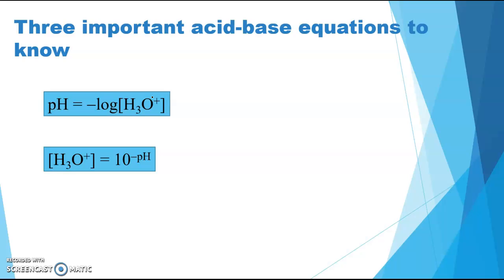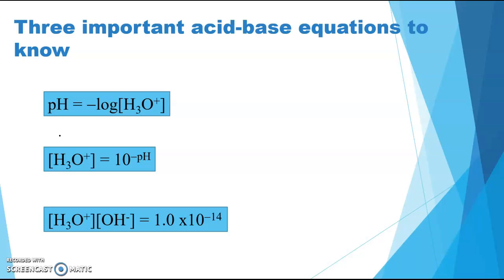And that's really useful because I can use both of these depending on what I want to find out and what I have. If I'm given the hydronium ion concentration and I want to find the pH, then I want to use this version. If I'm given the pH and I want to figure out the hydronium ion concentration, I use that version. And what if I want to know hydroxide ion concentration?